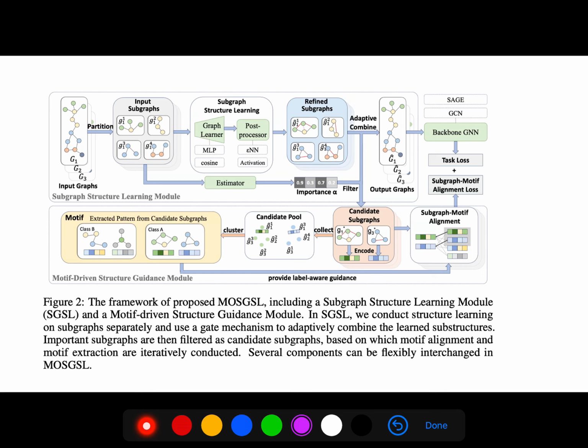So this is the framework of the proposed method, including the subgraph structure learning module and a motif-driven structure guidance module. We conduct structure learning on subgraphs separately and use a gate mechanism to adaptively combine the learned substructures. Important subgraphs are then filtered as candidate subgraphs, based on which motif alignment and motif extraction are iteratively conducted.